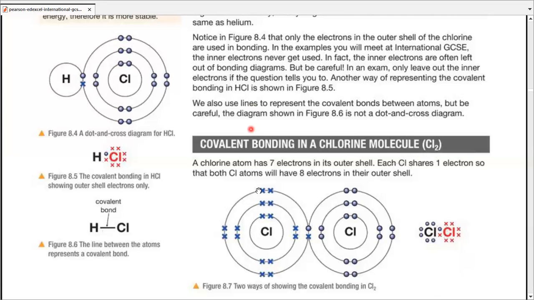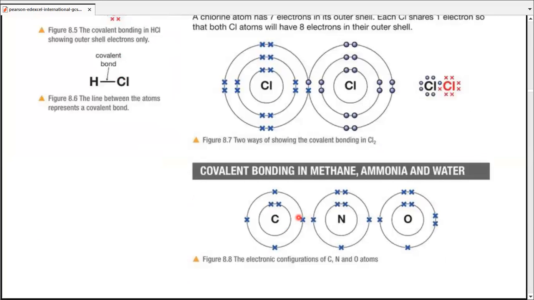So moving on, we can talk about the covalent bonds in different molecules, such as methane, ammonia, or water. Now, they're going to compare all 3 of these to give you an idea why they have the number of bonds they do, and that's because of the number of valence shell electrons.